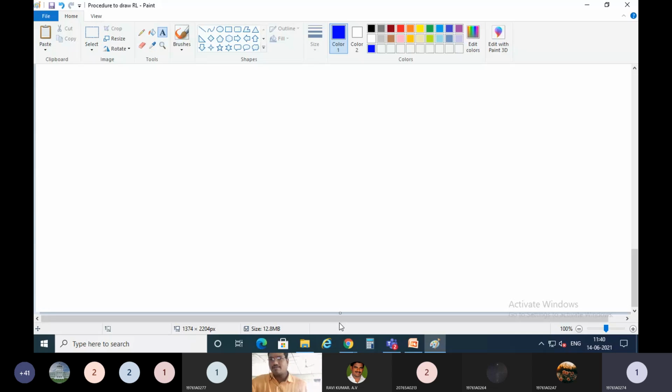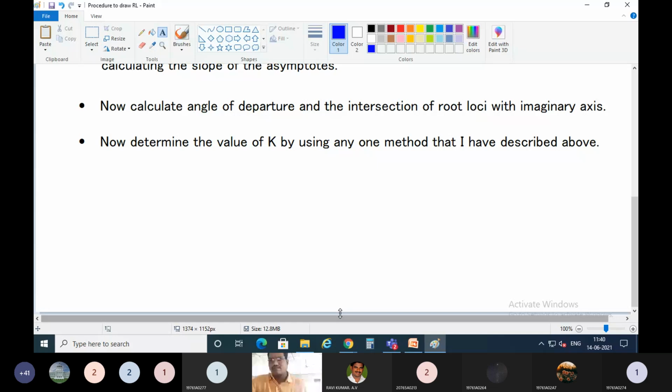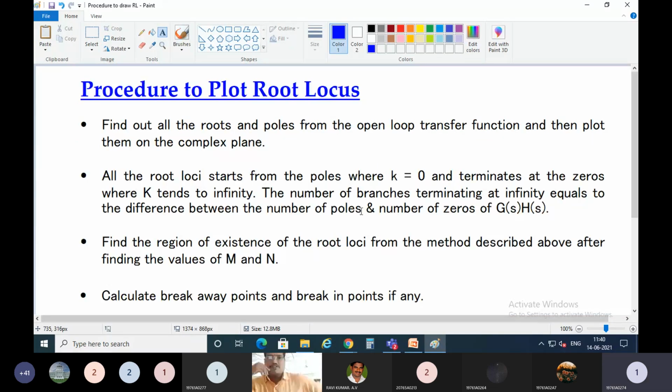Procedure to plot root locus. Point number 1: find out all the roots and poles from the open loop transfer function and then plot them on the complex plane. Second, all the root loci start from the poles where k equals 0 and terminate at the zeros where k tends to infinity. The number of branches terminating at infinity equals the difference between the number of poles and number of zeros of G(s) and G(s)H(s).